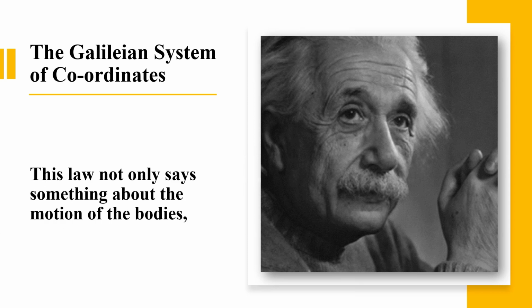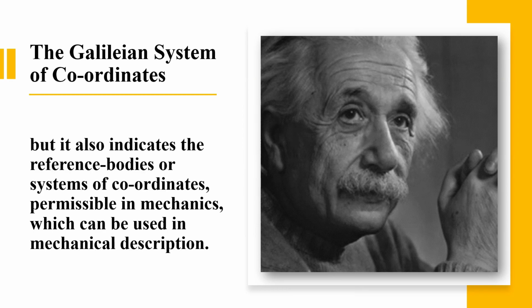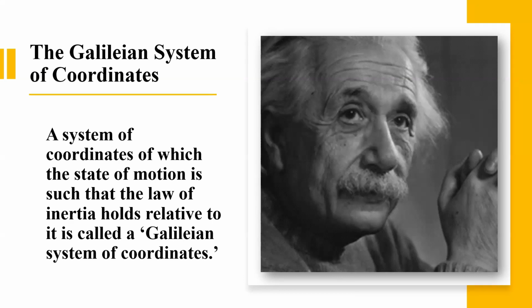He now makes crucial points. This law not only says something about the motion of bodies, but it also indicates the reference bodies or systems of coordinates permissible in mechanics and which can be used in mechanical description. A system of coordinates of which the state of motion is such that the law of inertia holds relative to it is called a Galilean system of coordinates.